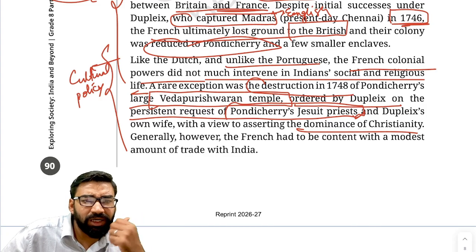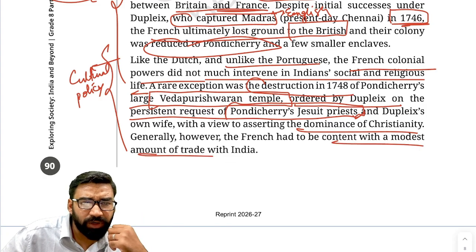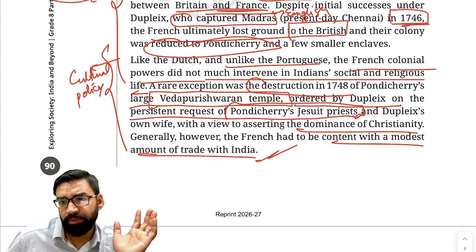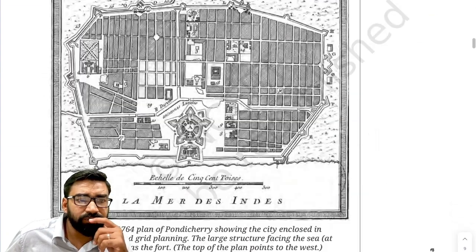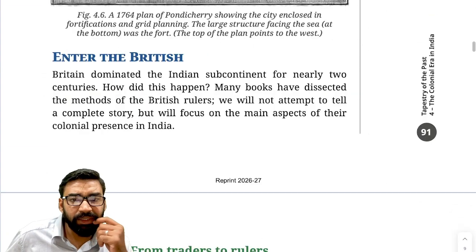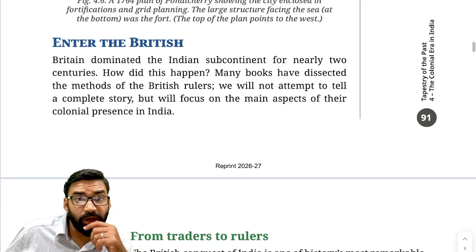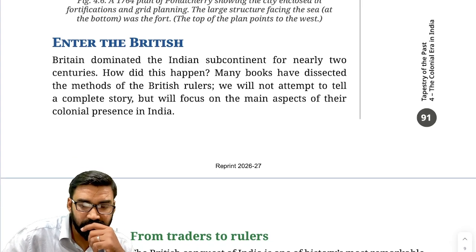So they were basically content with a modest amount of trade with India. That is their importance. Okay. Now after this, enter the British. Now the Britishers. Now we need to understand.